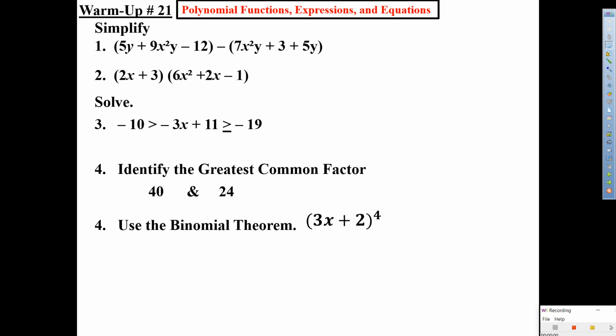Warm-up number 21 is on the screen. Let's get started, please. By now, once again, numbers 1, 2, 3, and 4 should be a piece of cake. Why isn't the last one also a 4? And number 5, which is the last one, I'm going to change that a little bit. The binomial theorem is practice of what we did the other day, so copy and go.